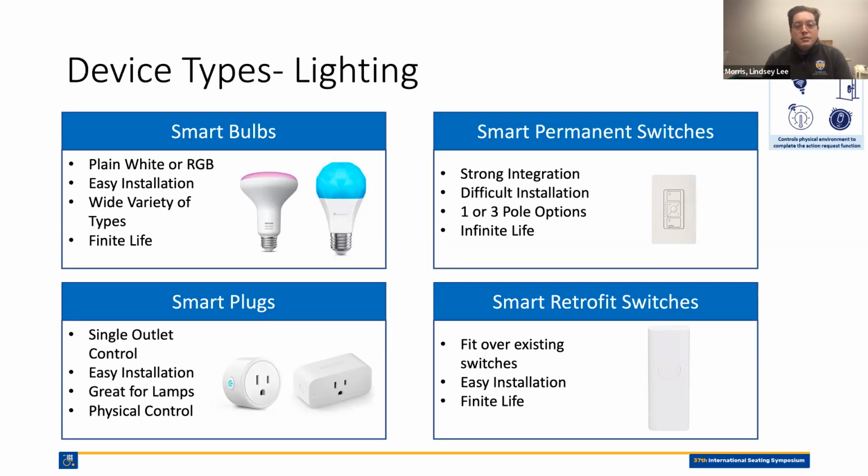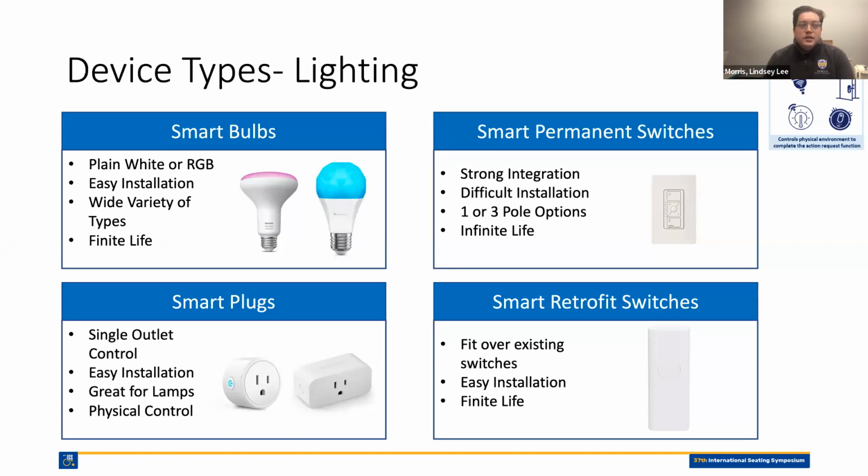They most come with dimming. They can also be installed in single light switch applications or 3-pole options, like in a hallway where you have multiple switches to control the same circuit. These have an infinite life because they are hardwired into the wall. They don't die like a light bulb would.